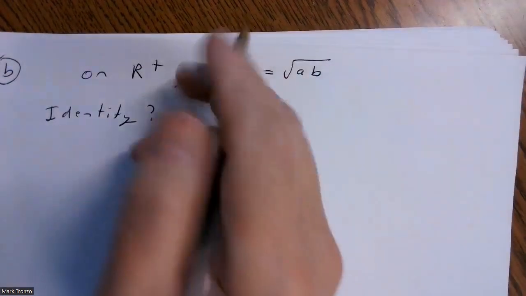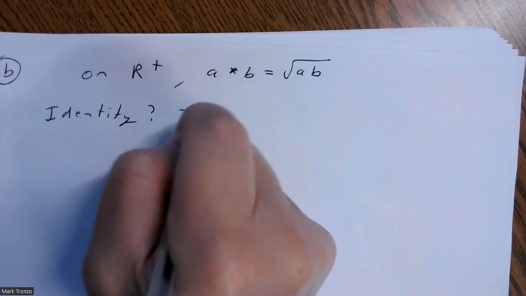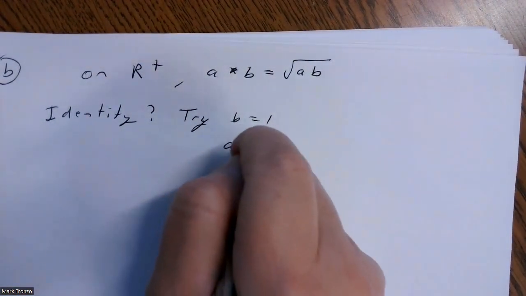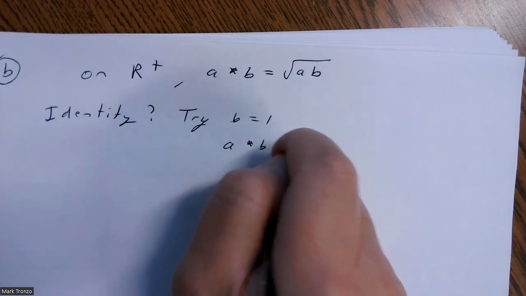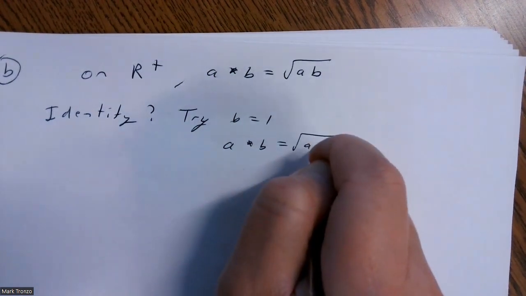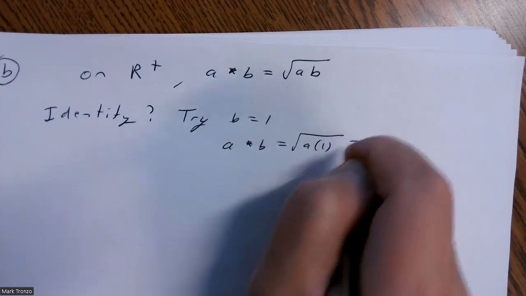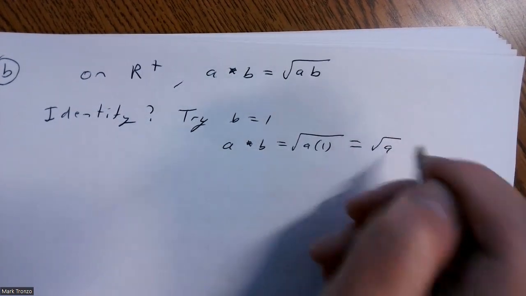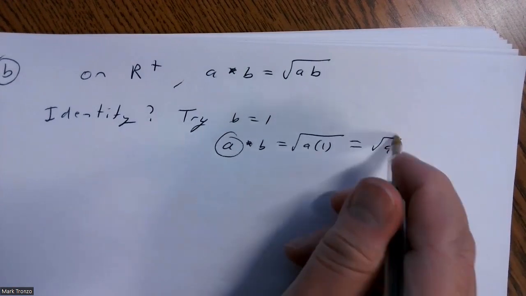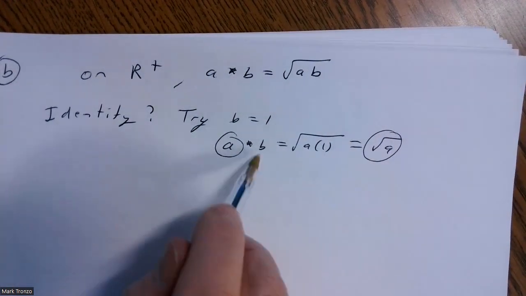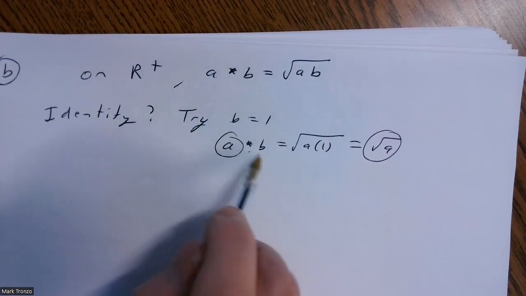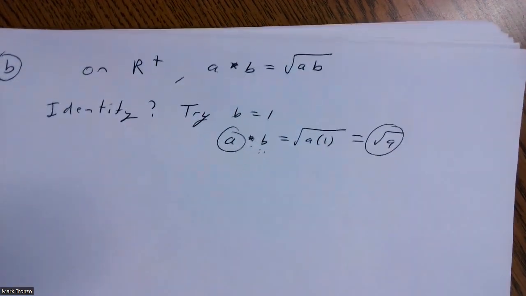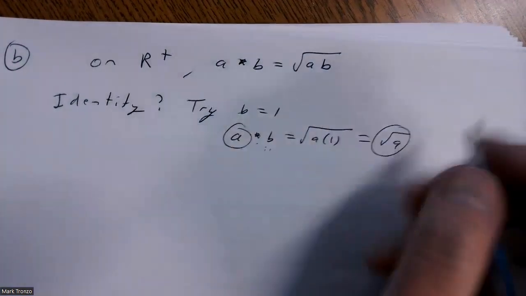For example, if you tried b equal to 1, you put a star b and took a star 1, excuse me, yeah, you would end up getting the square root of a. You wouldn't get a back, right? Because the identity is supposed to be something you combine it with, and you have to get the original back. Instead we get the square root, so no.